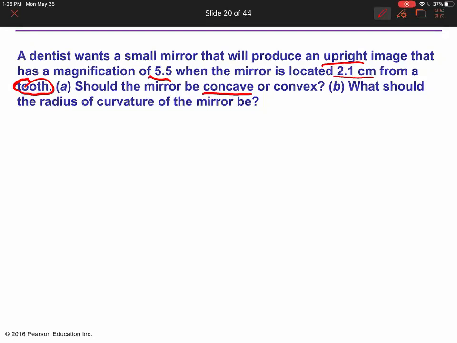So let's write down the values that are given to us. We're given that magnification is positive 5.5. We're given the object is located 2.1 centimeters. And now we know it's a concave mirror, and it's important because if it's concave, we know that the radius here is positive. That means the focal length here is positive for those, even if the image is virtual.